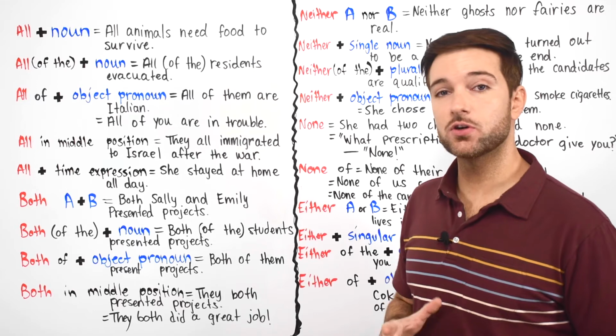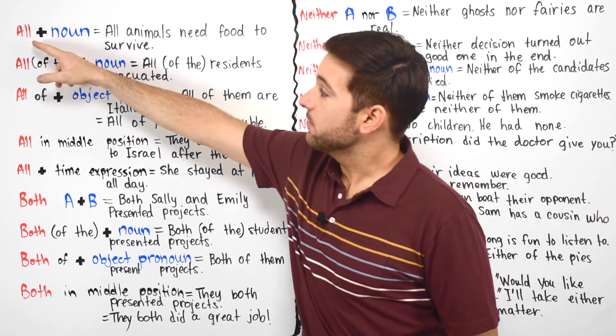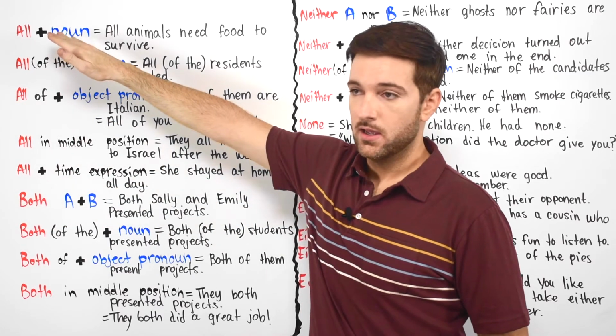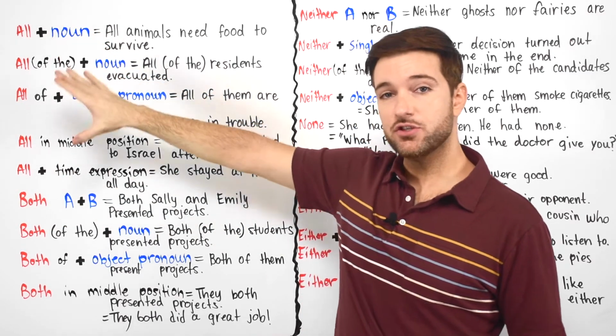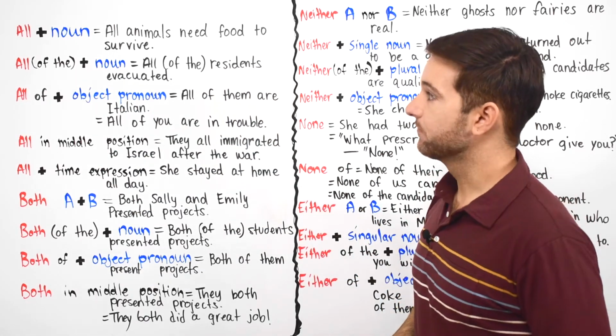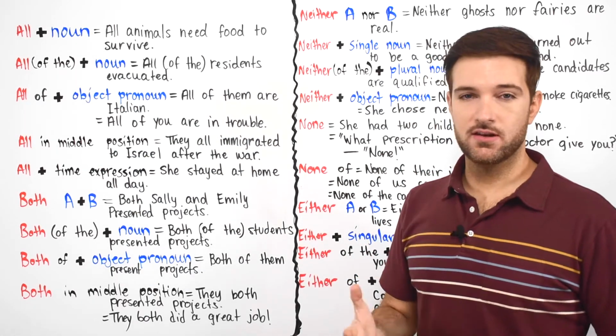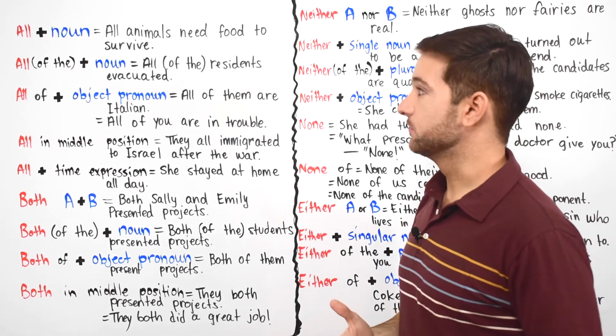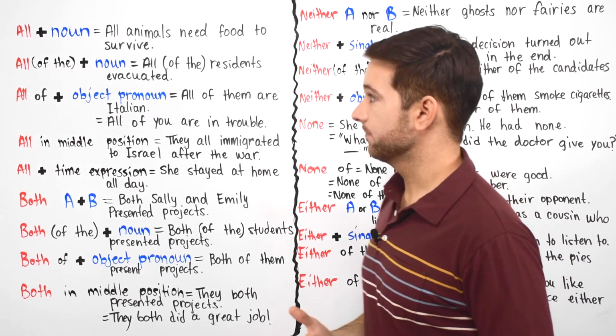Okay, we're going to look at the word all. So you can see that we have five examples here with all. And the word all is used for more than two people or two things. It's also used in an affirmative sentence, and it takes the plural form of a verb. So let's look at some examples.